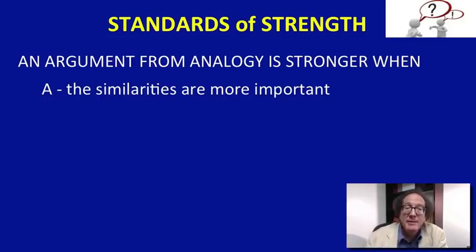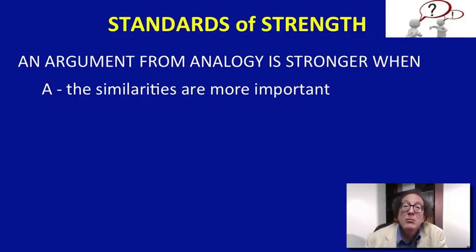Because some analogies are just totally unimportant. The painting is square. Other paintings by Cézanne are square. Therefore, this is by Cézanne. Well, that's ridiculous, right? Because lots of painters use square canvases. But something that's important, that's going to be specific to Cézanne and very, very idiosyncratic, is going to be more important for this type of argument.